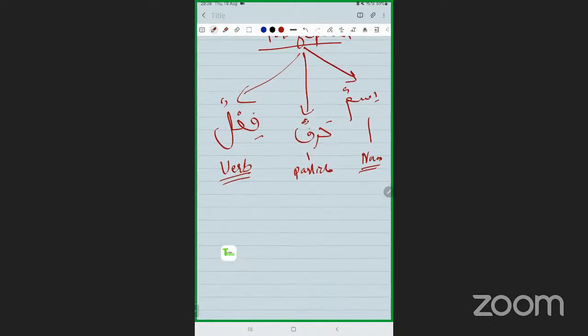Yesterday we saw what is a noun. Can anybody from the new students tell me what is a noun? Can anybody of you help me, what is a noun? Please raise your hand. This is an interactive class.